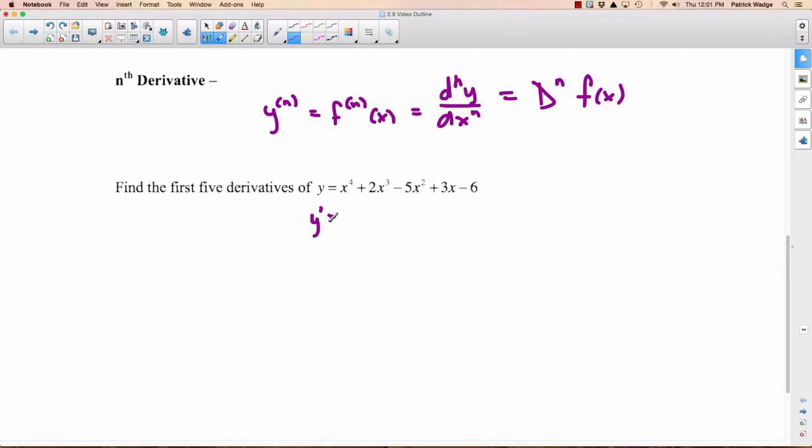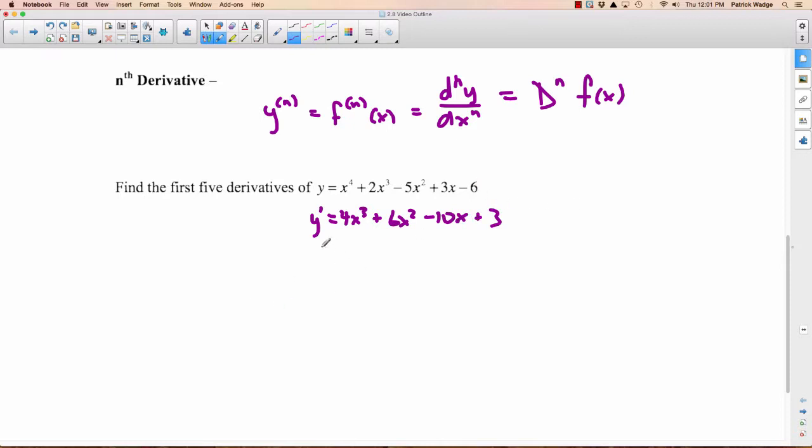How do we do that? We're going to use the power rule a whole bunch of times. So we're going to bring the 4 down, you get 4x cubed. We're going to bring the 3 down, you get 6x squared. Bring the 2 down, you get negative 10x. Bring the 1 down, I guess, you get plus 3. This is a constant. There's nothing to do.